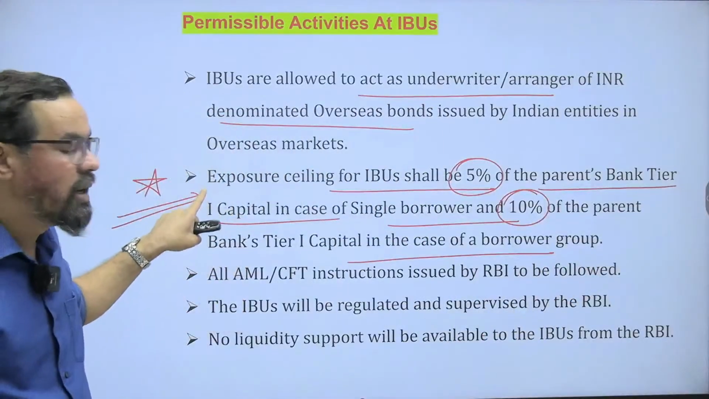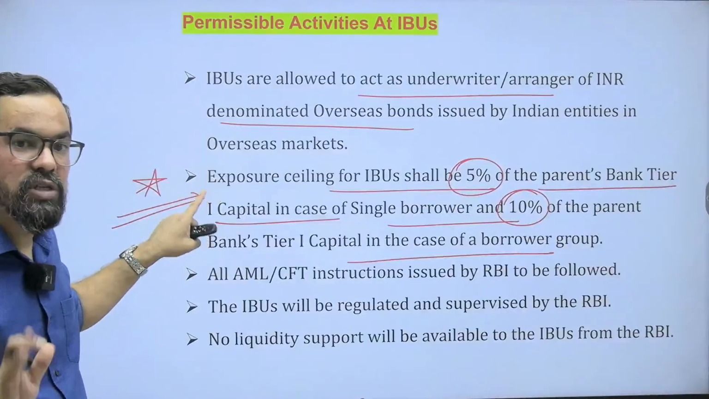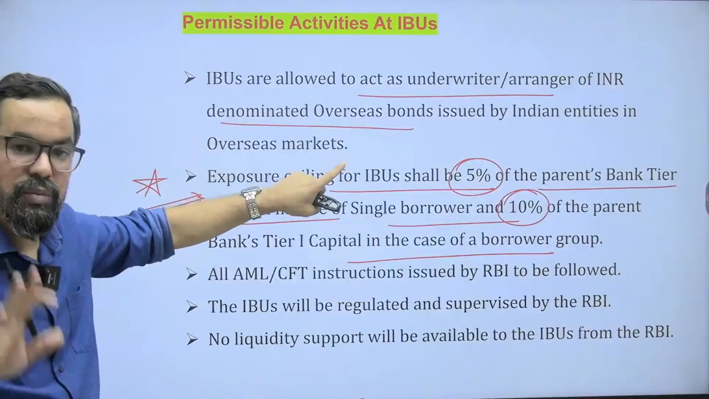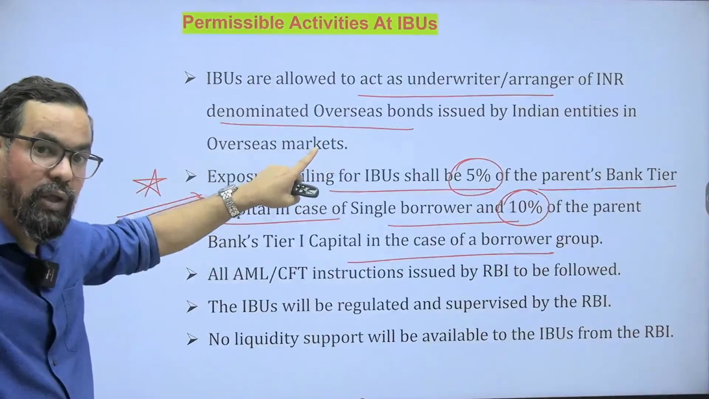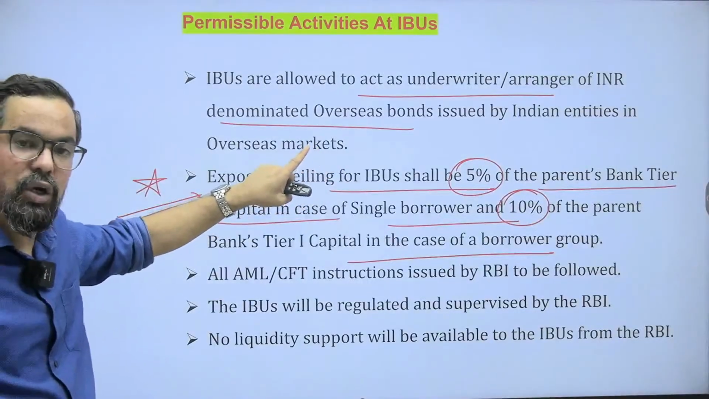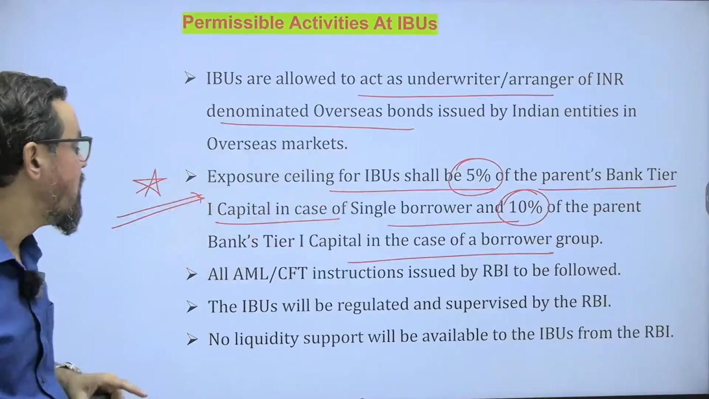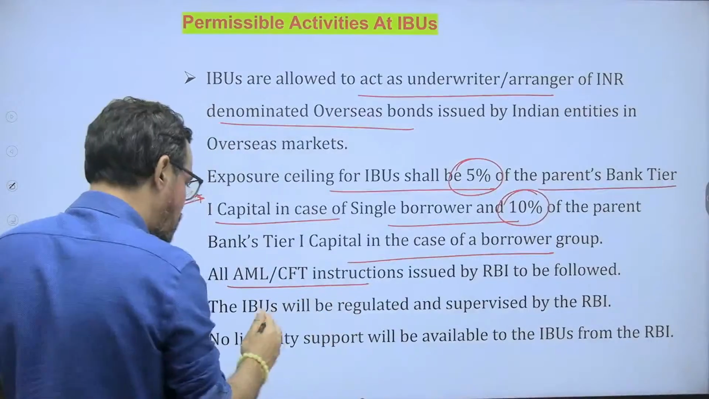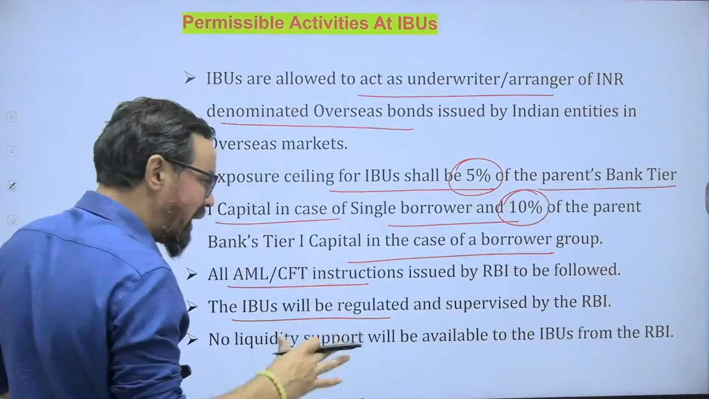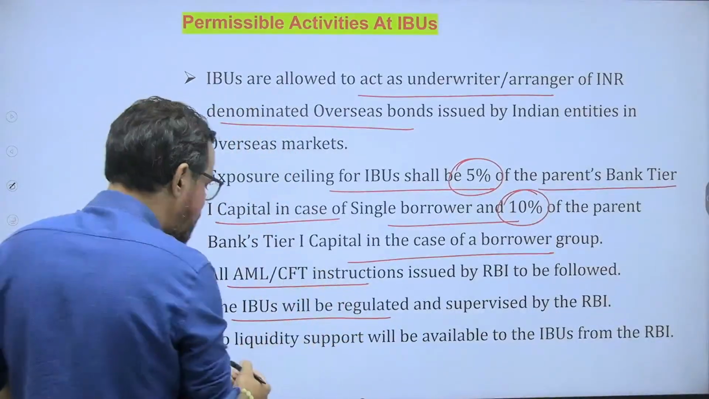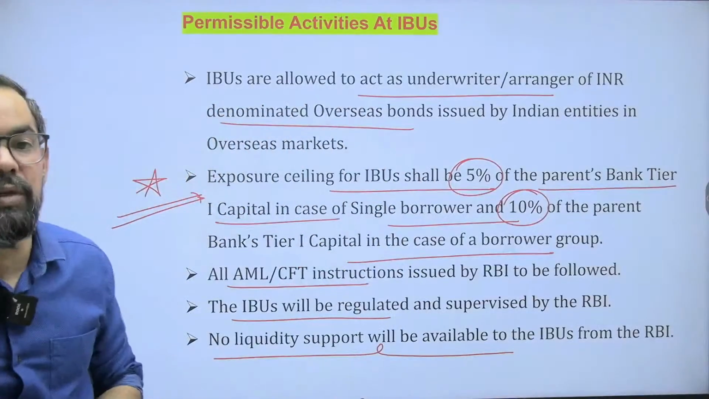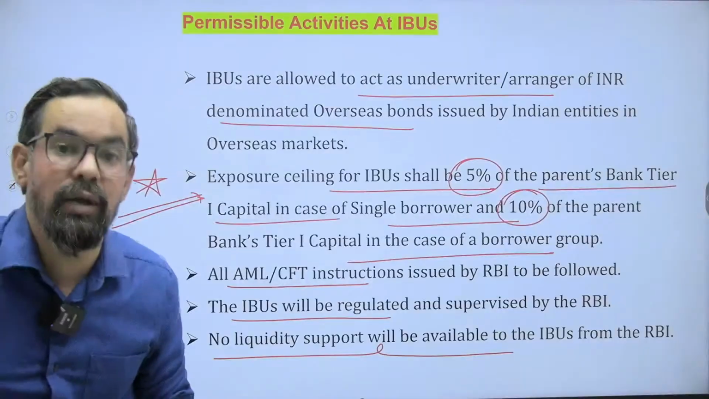Let's say there is a company called X approaching an IBU for a loan. If it is a single borrower, they can give a maximum of 5% of the Tier 1 capital of their parent bank. If it is a group borrower, 10%. All AML and CFT instructions need to be followed. IBU will be regulated and supervised by RBI. No liquidity support will be available to IBUs from the RBI itself. They cannot take loans from RBI.